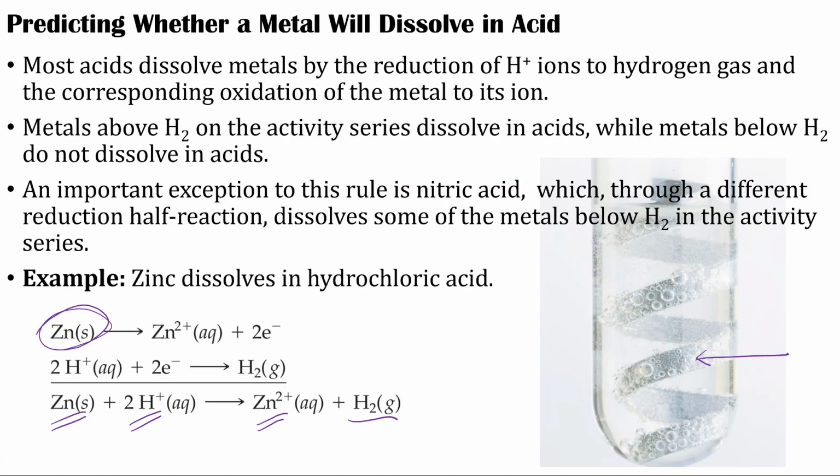It also says an important exception to this rule is nitric acid, which through a different reduction half reaction dissolves some of the metals below H2. That's because of the nitrate. It can do other reduction half reactions, so it's a little bit different. But you're not going to have to look at that.